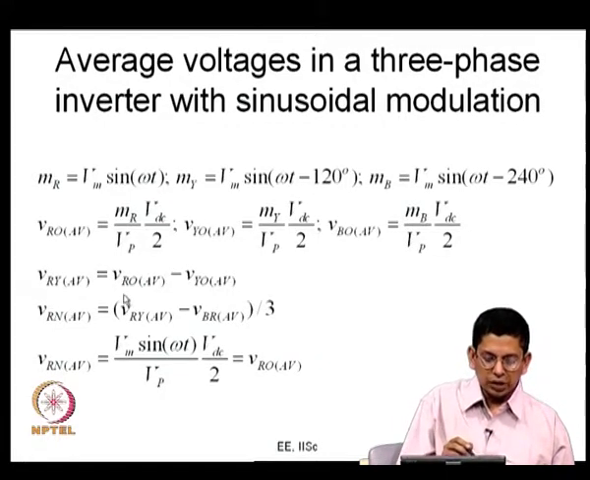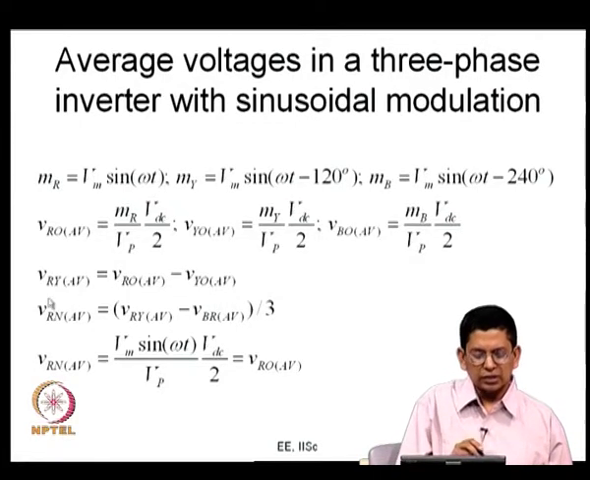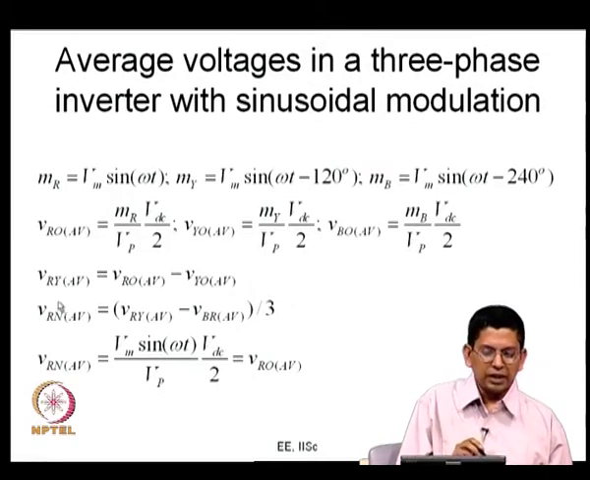Now, the first quantity is sinusoidal, the second quantity is also sinusoidal, and they are the same frequency, they only have a phase difference. So, you will get another sinusoidal quantity of the same frequency, VRY average, but its amplitude will be root 3 times the amplitude of VRO average. That is what you will have now.